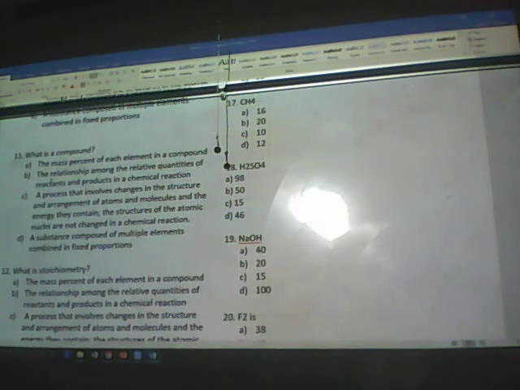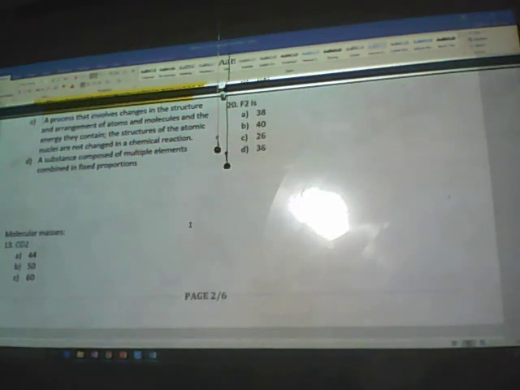9, what is a chemical reaction? A process that involves changes in the structure and arrangement of atoms and molecules. What is the percent composition? The mass percent of each element in a compound. What is a compound? A substance composed of multiple elements combined in fixed proportions. And what is stoichiometry? The relationship among the relative quantities of reactants and products in a chemical reaction, okay?